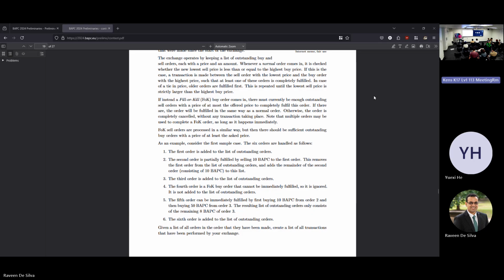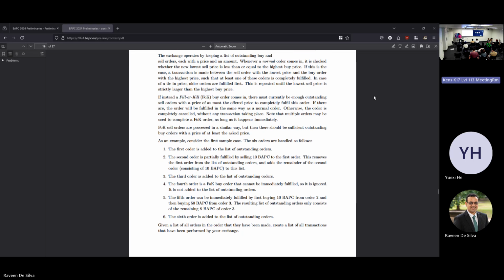Whenever a normal order comes in, it's checked whether the lowest sell price that exists is below or equal to the highest buy price that exists. And if so, those two people get paired up, and a transaction is made between that sell order with the lowest price and the buy order with the highest price until one or the other or both is completely fulfilled. Older orders are prioritized over newer orders. And we continue this until the lowest sell price is strictly more than the highest buy price.